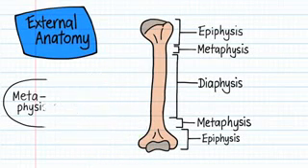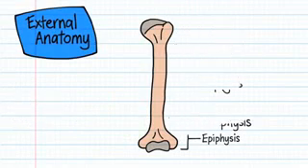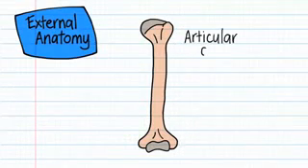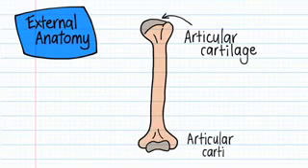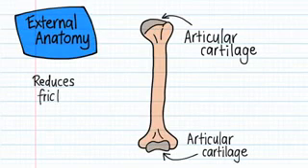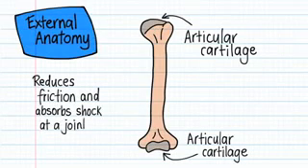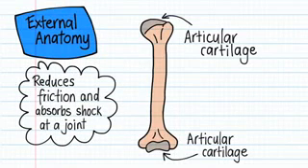The surfaces of the epiphyses, where bones form a joint, are covered with a thin layer of articular cartilage. Articular cartilage reduces friction and absorbs shock when bones move in a joint.